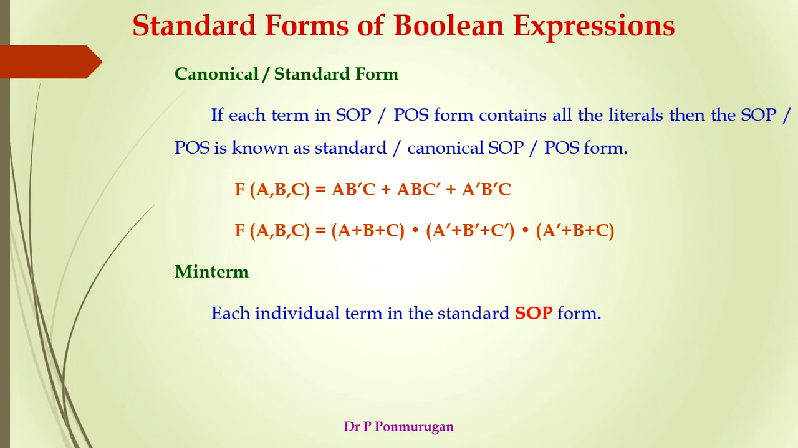So next is a minterm. Each individual term in the standard SOP form is said to be a minterm. So consider the first equation. In this we have three terms which are said to be minterms, since this expression is called a standard SOP form. Here A B bar C is a minterm, A B C bar is another minterm, A bar B bar C is also a minterm. So each individual term in a standard SOP form is said to be a minterm. Likewise, each individual term in the standard POS form is said to be a maxterm. If you consider this POS form of expression, these three terms are said to be the maxterms.